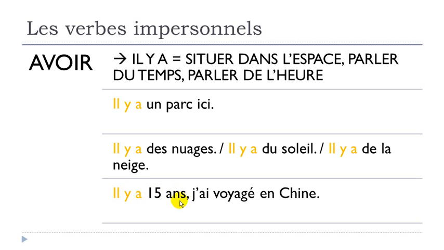Il y a 15 ans, j'ai voyagé en Chine. Okay, voyager is to travel. You've got the passé composé form here. En Chine, in China. Il y a 15 ans, j'ai voyagé en Chine.